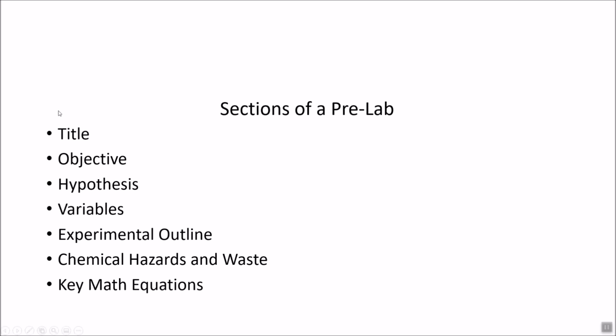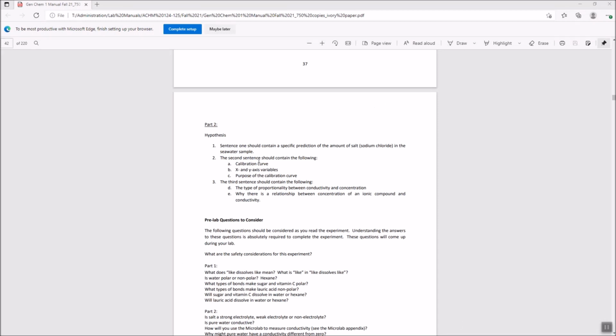For the hypothesis, we want to go ahead and use the lab manual. So if we go to page 38 of the lab manual, we could find this information about the hypothesis. It says sentence 1 should contain a specific prediction of the amount of salt, sodium chloride, in the seawater sample. If you Google how much salt is in seawater, you may find that it's about 3 to 3.5% salt. So you could use that for your prediction.